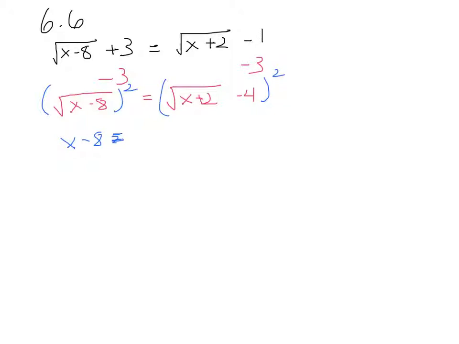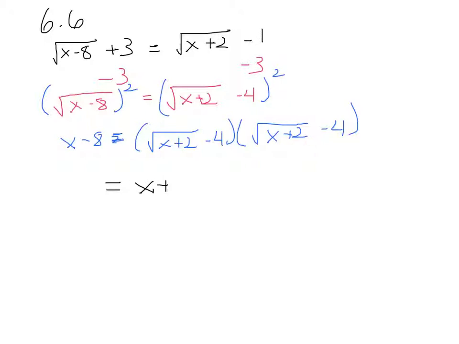I'm going to have the square root of x plus 2 minus 4 times the square root of x plus 2 minus 4. I have the quantity square root of x plus 2 minus 4, squared. So let's work on that a little bit. I'm going to FOIL it out. Well, the square root of x plus 2 times the square root of x plus 2 is equal to x plus 2. Well, that's nice. So I took care of that one.